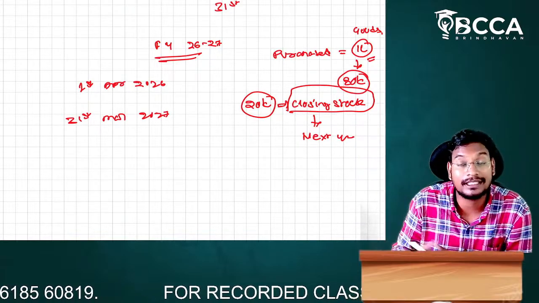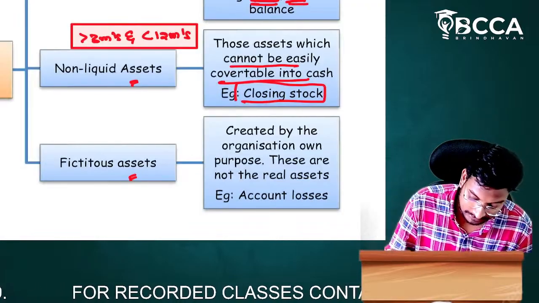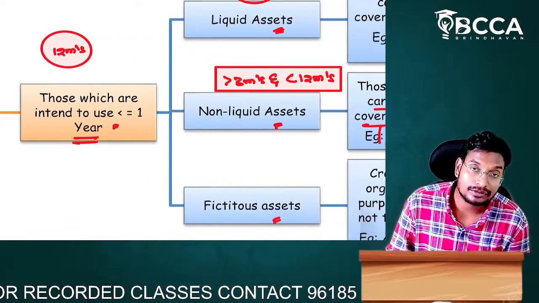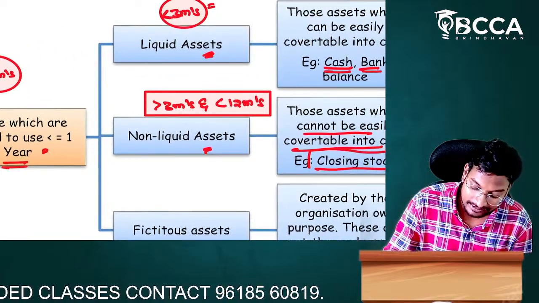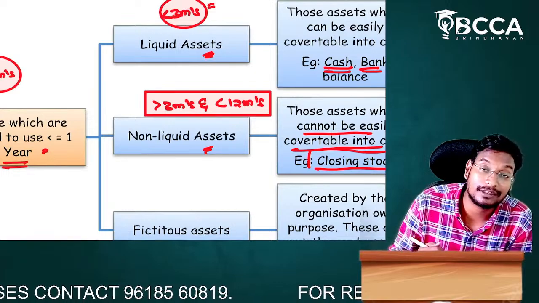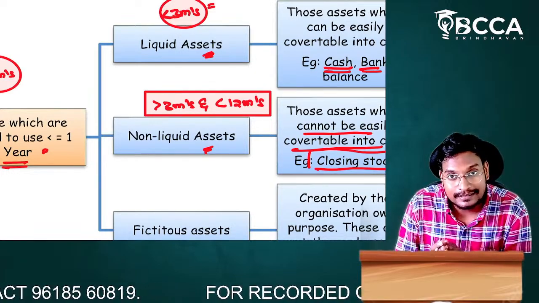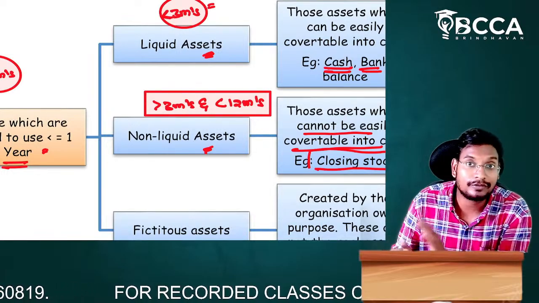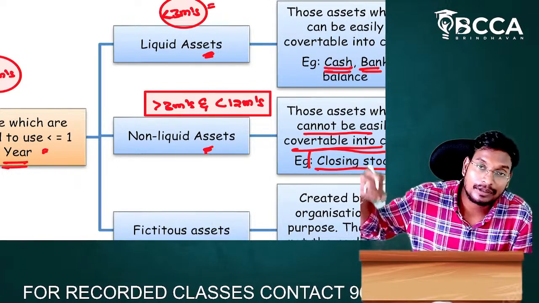That too a non-liquid current asset. So here I have started with current assets, which are intended to be used for less than 1 year. In that I have discussed liquid assets and non-liquid assets. A liquid asset means it is converted into cash in less than 3 months. If any asset is converted into cash after 3 months but before 12 months, then it is called a non-liquid asset.